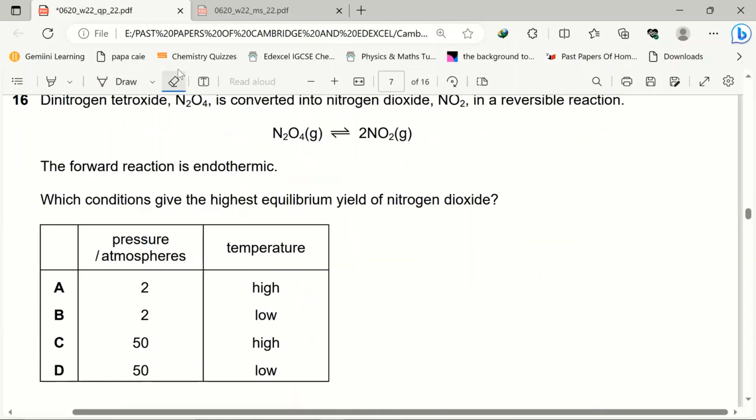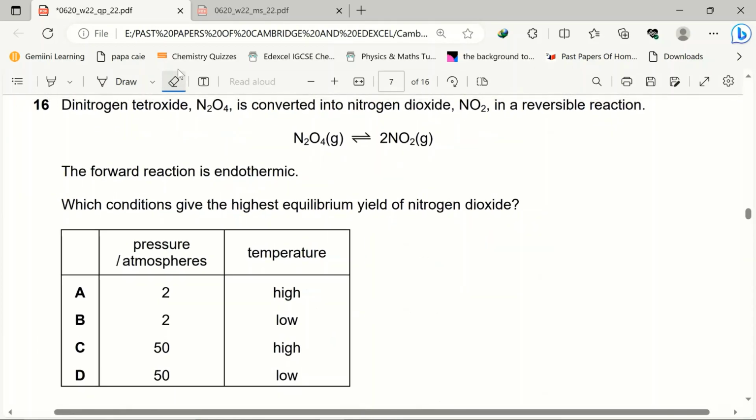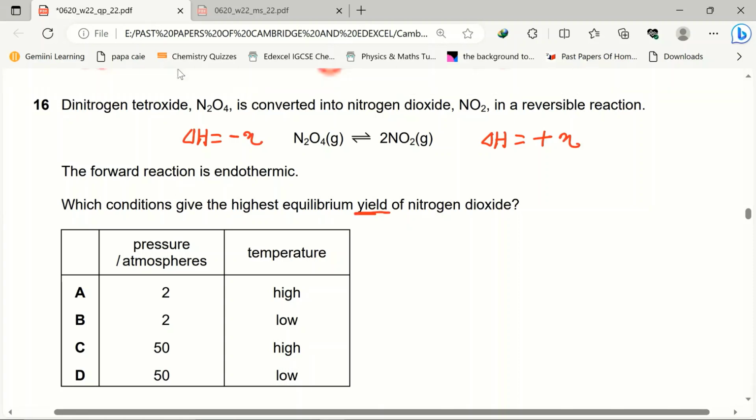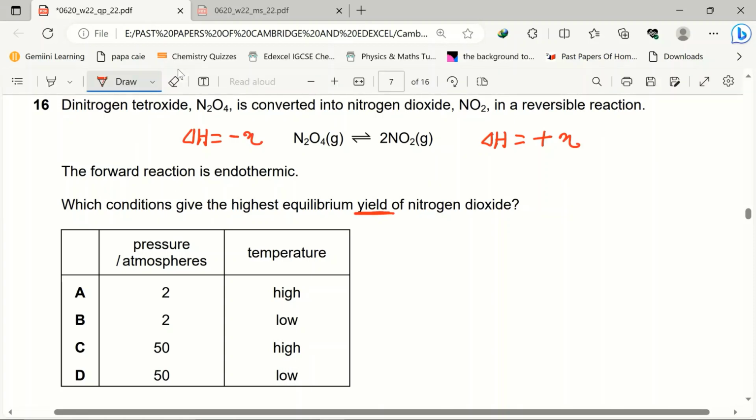16. Dinitrogen tetroxide is converted into nitrogen dioxide in a reversible reaction. The forward reaction is endothermic, they're saying. Forward reaction is endothermic, means delta H for the forward reaction is positive. Delta H for the back reaction must be negative. If it is plus X, it should be minus X. Which conditions give the highest equilibrium yield? They're asking for the yield of nitrogen dioxide.